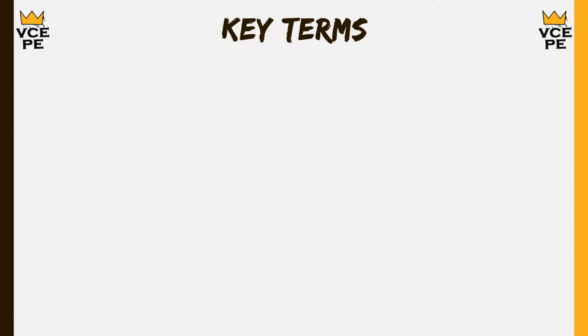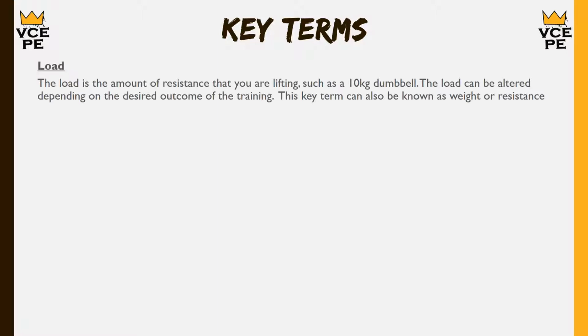Before we do look at those 3 though, we do need to understand a couple of really important key terms. The first one is load. So load is the amount of resistance that we are going to lift, such as a 10 kilogram dumbbell. The load can be altered depending on what we want to do, and we'll talk about that a little bit later. But sometimes the words weight and resistance might be used for the word load.